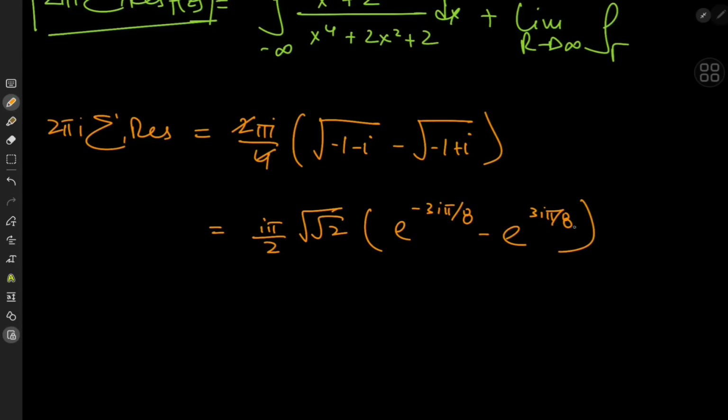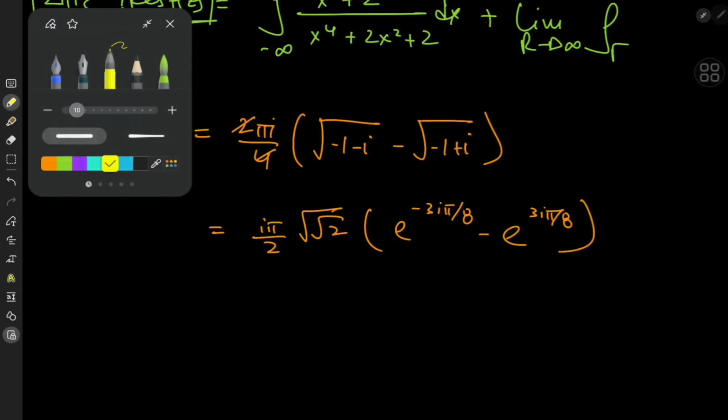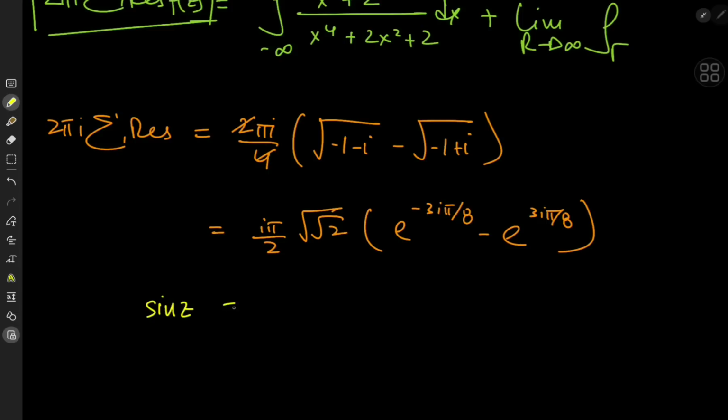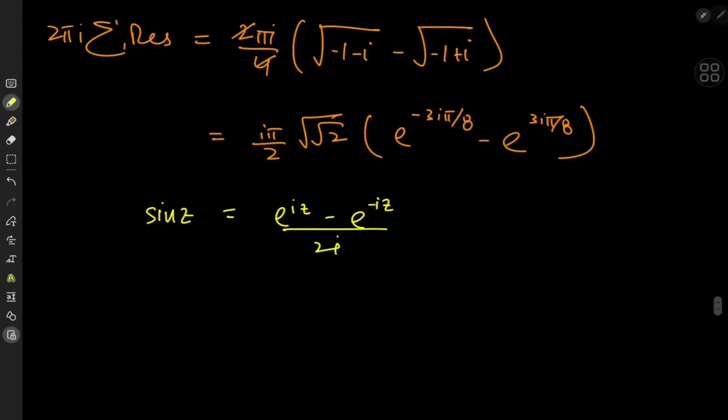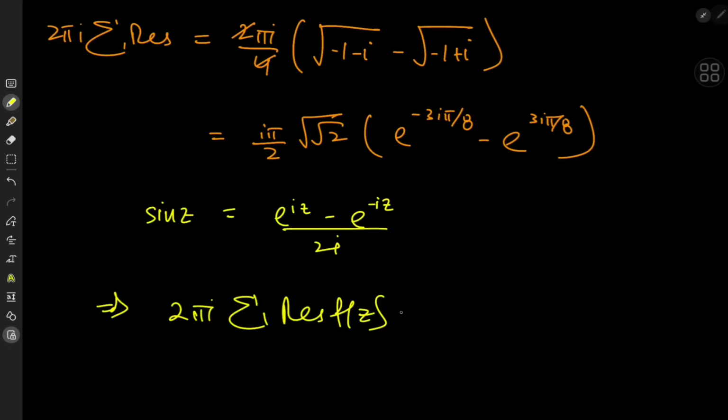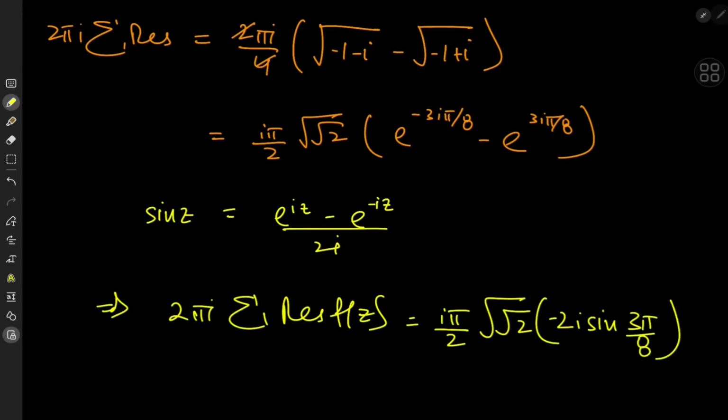And this thing looks awfully familiar. Recall the definition of the sine function from complex analysis. We have sine z equal to e to the iz minus e to the -iz divided by 2i. And that means that 2 pi i times the sum of residues of the function f of z equals i pi by 2 times root 2 times 2i, -2i, that is, -2i sine 3 pi by 8.